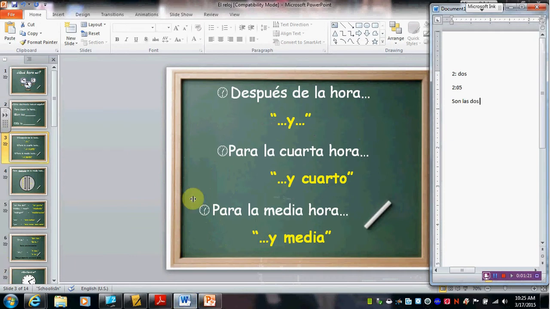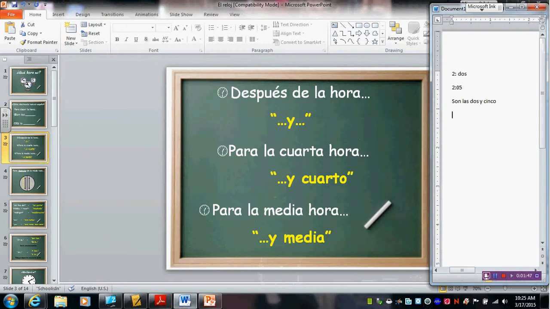Now, right here on the PowerPoint, it says that you need to add a Y to be able to add minutes to the hour. So we have it is 2 o'clock and the number 5 is cinco. So we have it is 2 o'clock and 5. It literally translates to that, but of course it means it's 2:05.